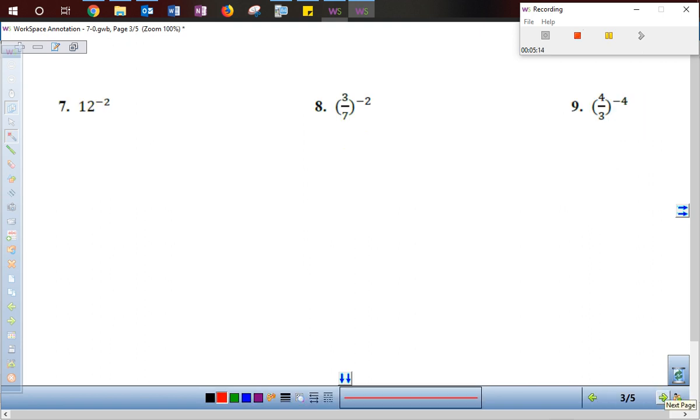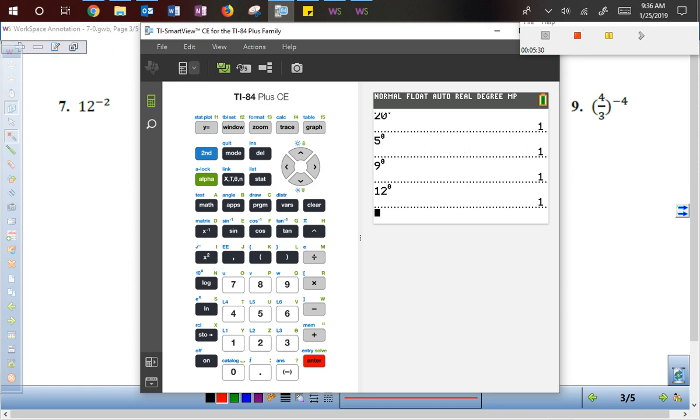On number 7, we don't have any variables. We only have a number, but that's okay. If you'll notice, this number, 12, has an exponent and it's negative. Now here's what you should not do. A lot of us will automatically get our calculator and say, okay, 12 to the negative second, and oh man, we get a gross decimal. That can't happen. We all know that I don't like decimals.